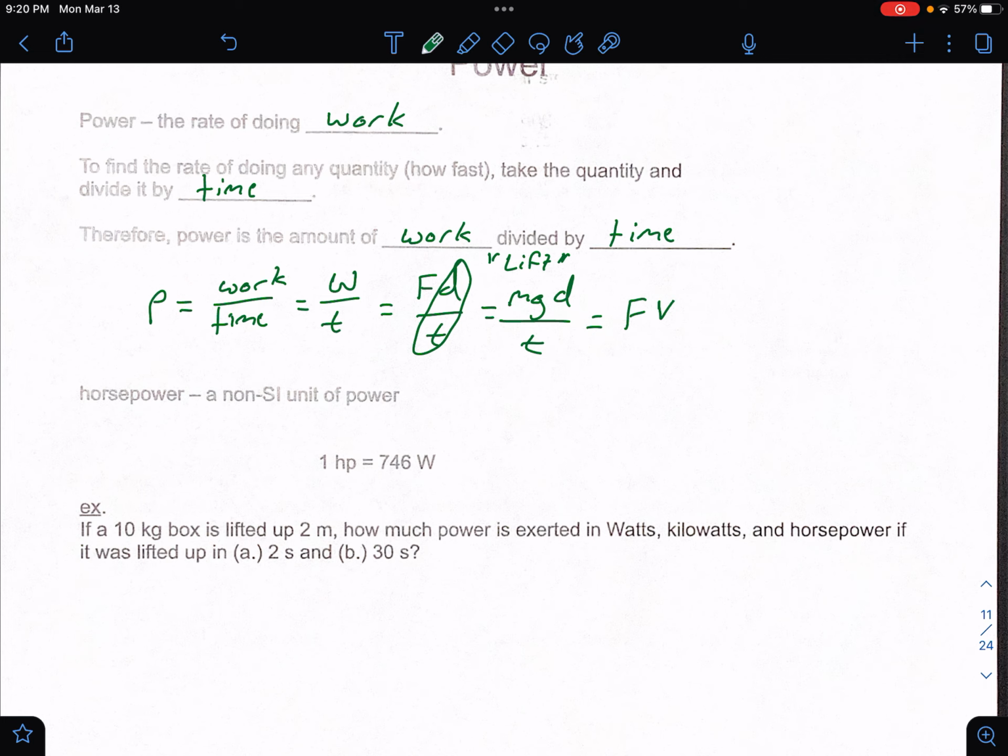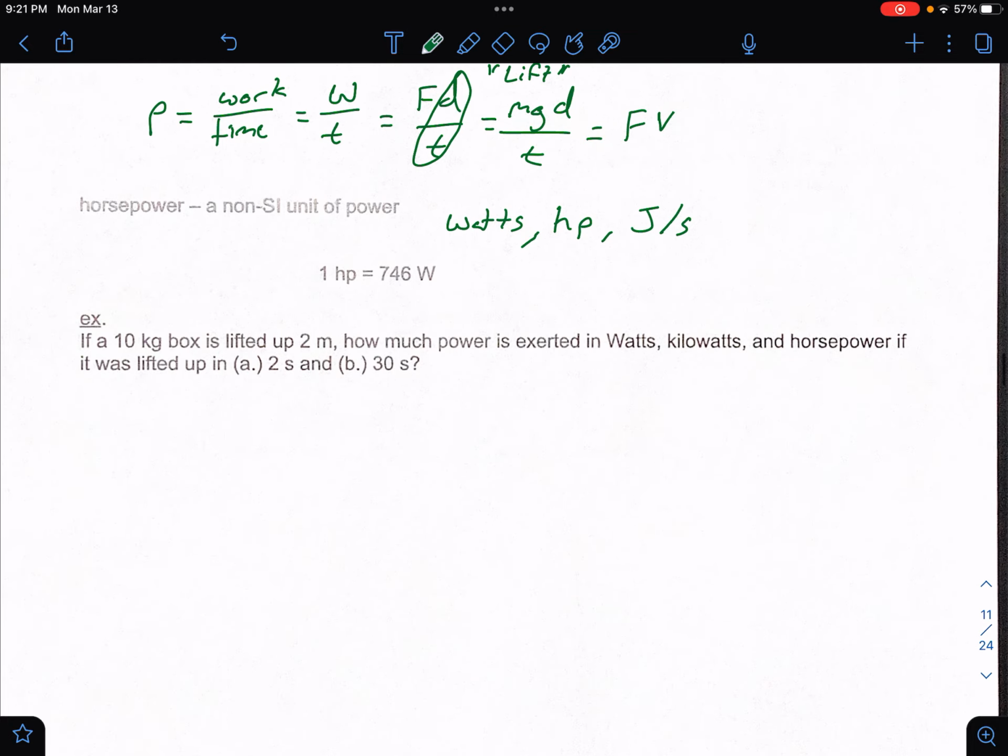Your units for power can be watts, it can be horsepower, or it can actually be joules per second, which is work in joules divided by time in seconds.